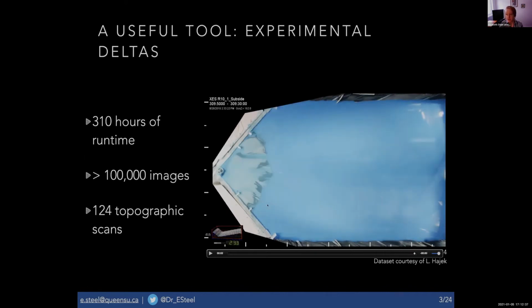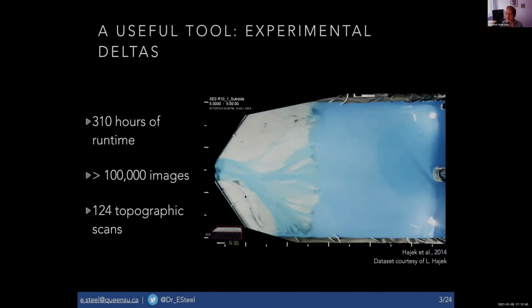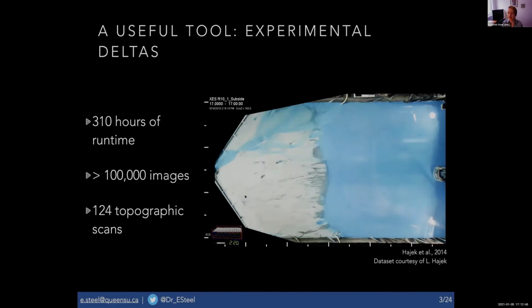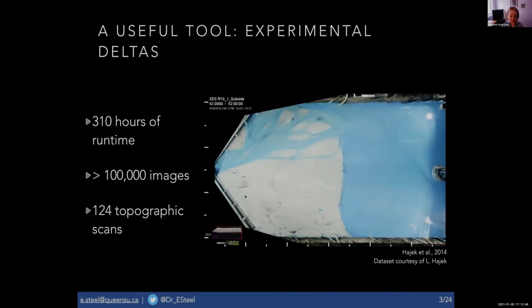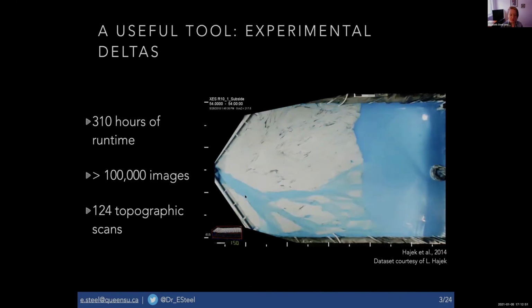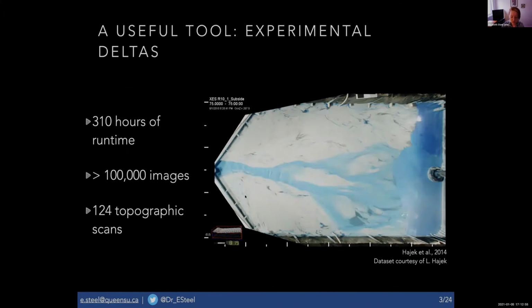But the reason we're interested in this experiment is that they took photos every 10 seconds throughout this experiment. So we have over 100,000 images of the surface of this delta through time. And they also did topographic scans approximately every 4 hours. So we have 124 topographic scans of the system as well.